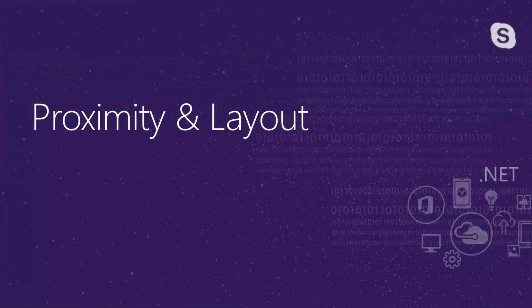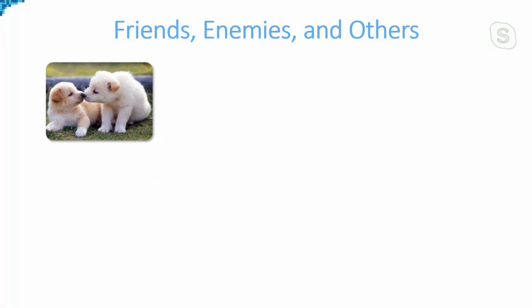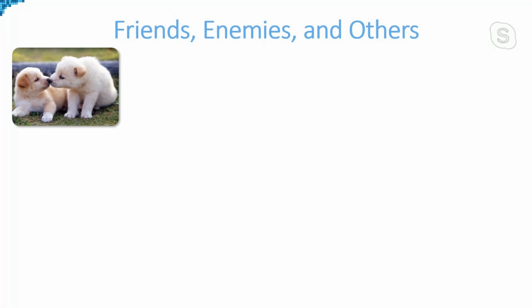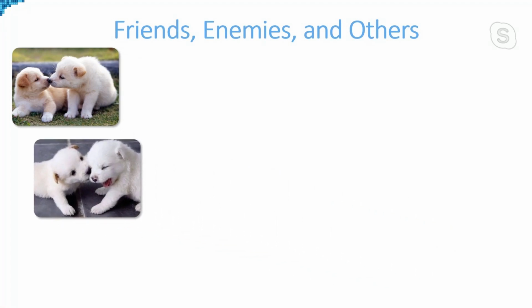The next guideline, proximity and layout. Actually, I think I may have a couple things in here. The first concept is friends, enemies, and others. I've got a photo album here, and I've got some pictures of some cute puppies, and I just want to organize them in my photo album. So I'm going to put this one up here. And then I'm going to take a look at the next photo, and I'm going to say, okay, where should I put that? And if you're like most people, intuitively, we're like, well, let's put it with the other one. So, okay, we'll move that over there.